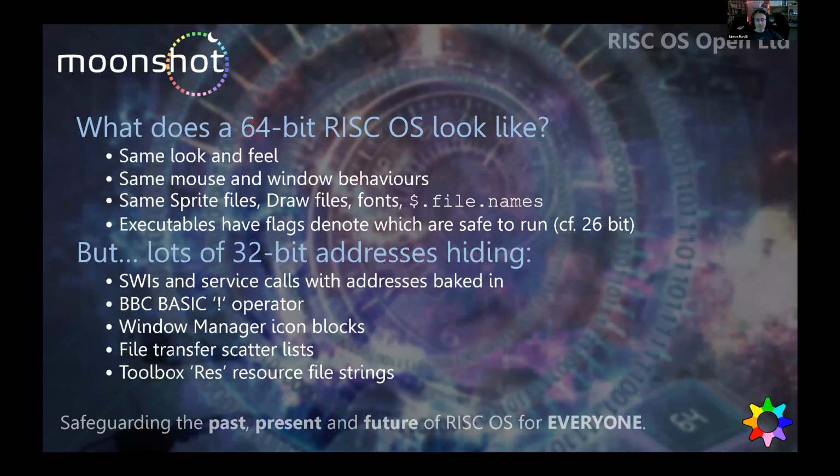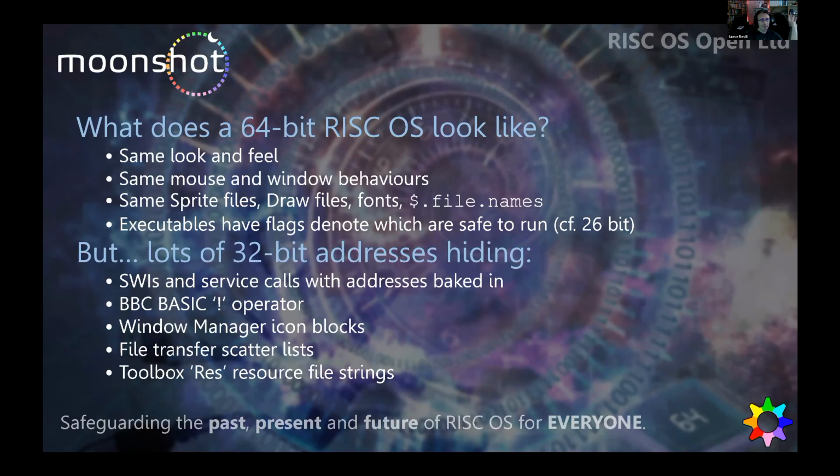Okay, so one of the concerns we have heard people express, so I've heard this in shows and I've heard this on the forums, is why are you bothering doing this 64-bit? Because at the end of the day, you're going to end up with something that's just not RISC OS. So what's the point? And I say that view is wrong. So a 64-bit RISC OS will look and feel the same as RISC OS now. So you've got, as it says here, the same mouse and window behaviors, the same colors, the same icons and windows, and sprite files, draw files, the filing, the file names with the dot separators. It's all there. It's all the same.